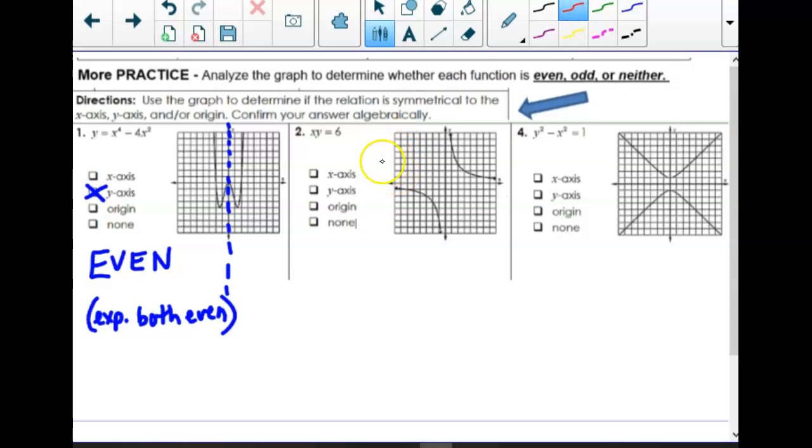Now, what about this next one? x times y equals 6. Is there any symmetry? If I turn that 180 degrees, will it look the same? Turn your paper if you're not sure. Will it look like that? Yes, so this has origin symmetry, which means if I put a negative into both of those, a negative x and a negative y, they would cancel each other out and I would get exactly what I started with, okay?